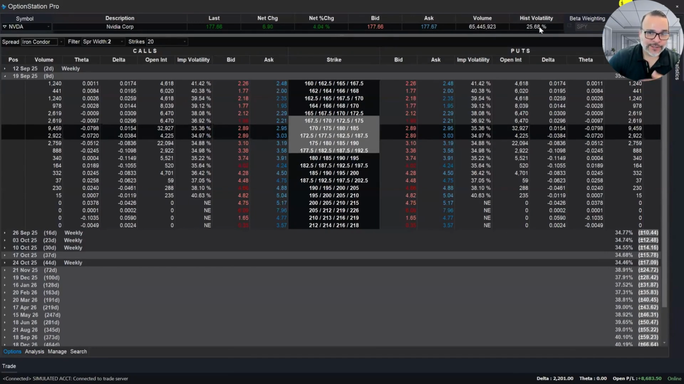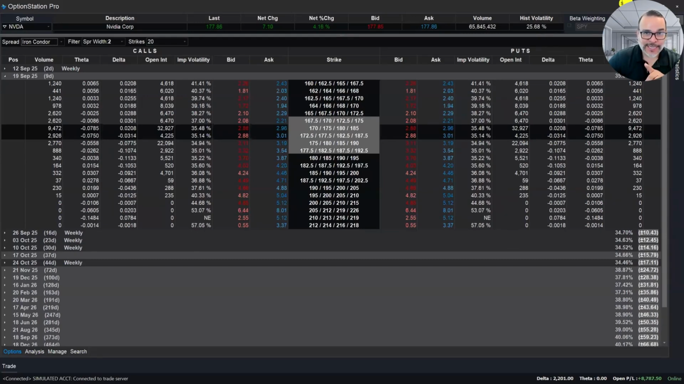But historical volatility just lets you know how volatile this security has been in the past 30 days. I say 30 days because I think that's the default, but you can change how far back you want this historical volatility calculation to use in its value.